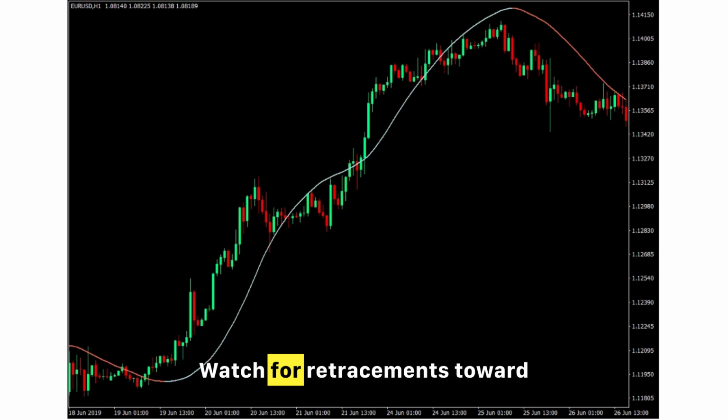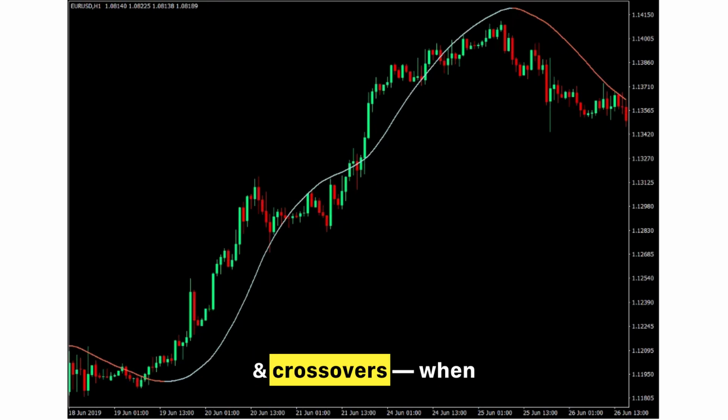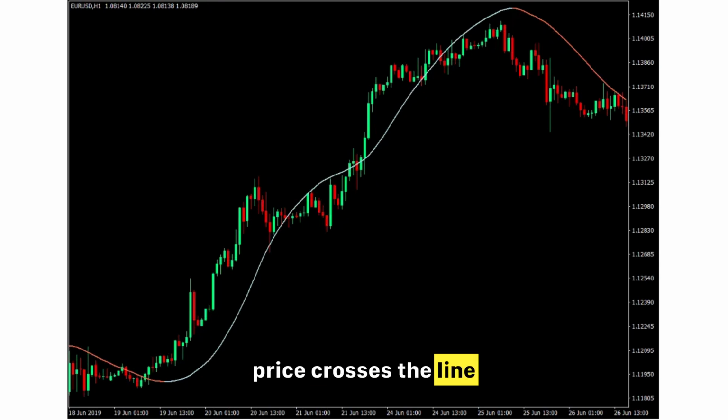2. Watch for retracements toward the big trend line. Price should pull back and then reject, e.g. via a reversal candle, as it touches that line. 3. Or use color changes and crossovers. When price crosses the line and it flips color, that could signal a fresh trend reversal.